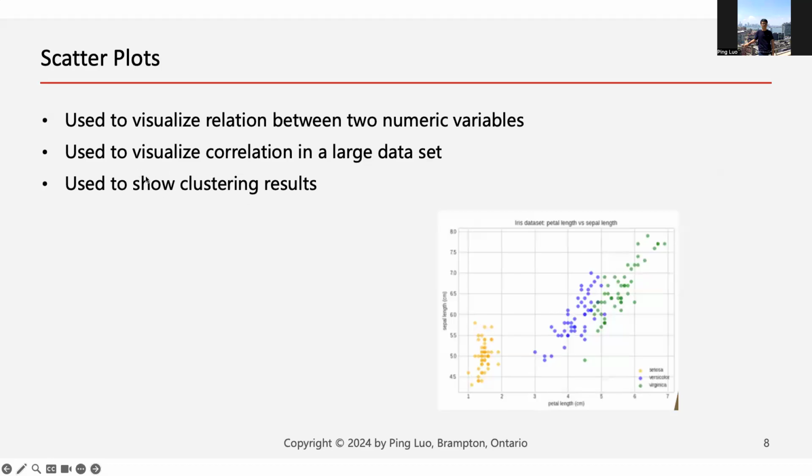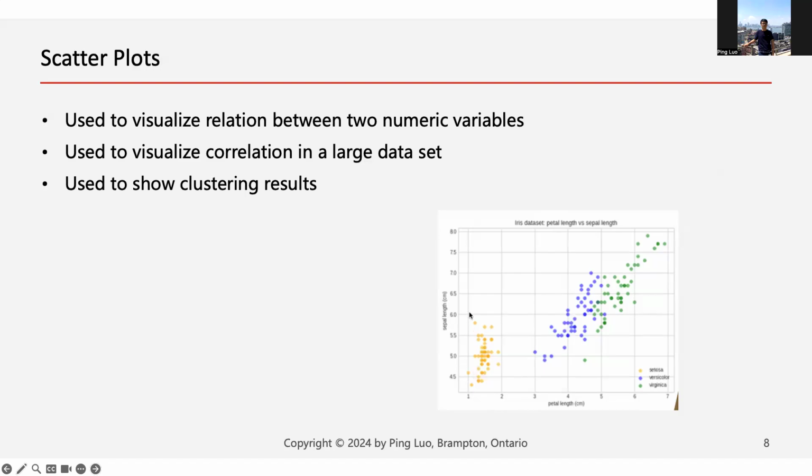And another very important thing about a scatter plot is that it can be used to show clustering results. We will talk about machine learning and clustering next week. Basically, it's a way to classify different kinds of things. But you can see we didn't do any machine learning here. We just plotted the flowers' different types of lengths, and we can already see this kind of pattern, right?